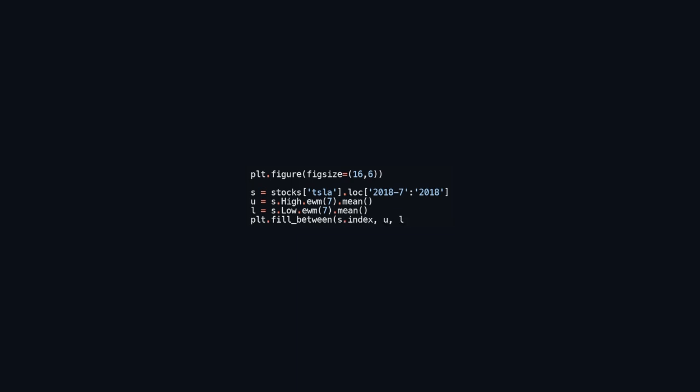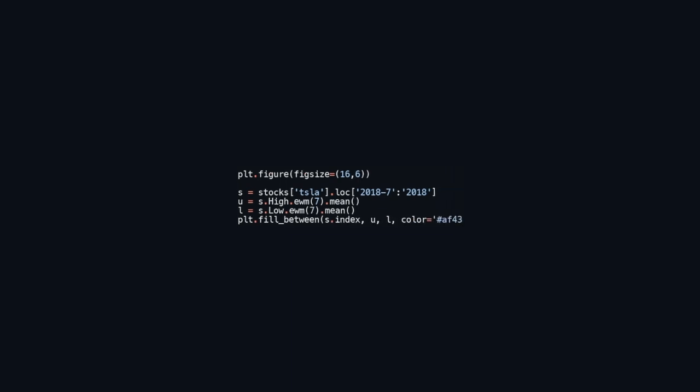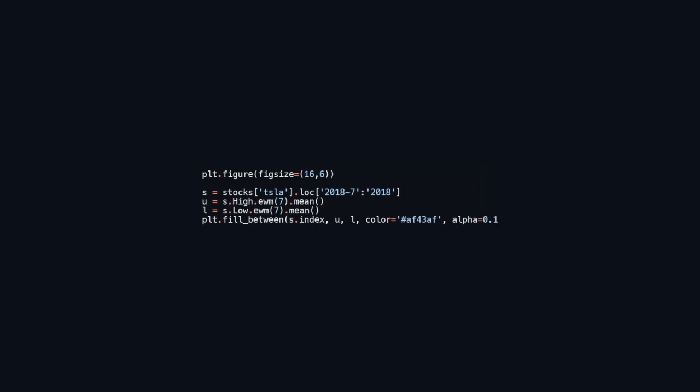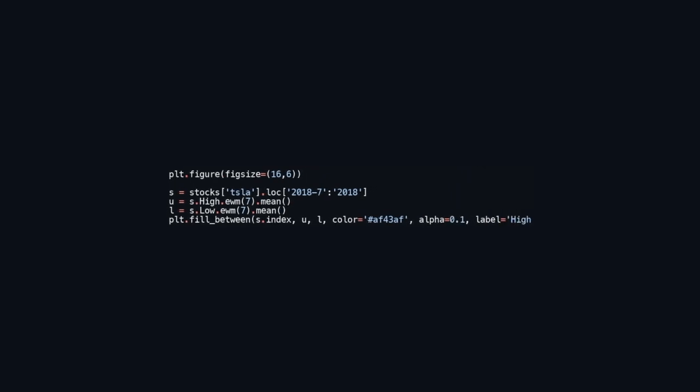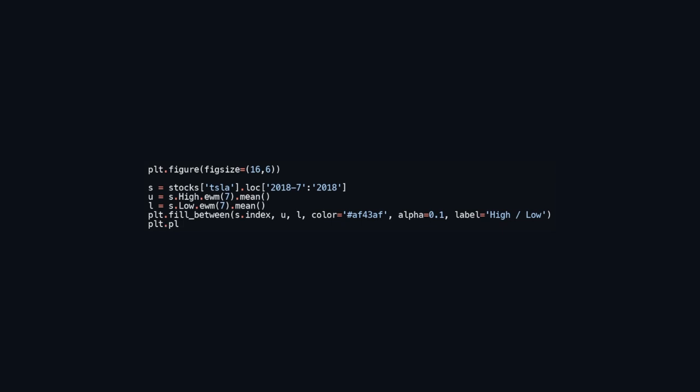The code snippet creates a visual representation of Tesla stock data, focusing on the closing prices and the high-low range over a specified period in 2018. It begins by setting the figure size for the plot, ensuring that the output is wide enough to display the data clearly. The data for Tesla stock is filtered to include only the dates from July 2018 to the end of the year. The code calculates the exponential moving averages (EMAs) for the high and low prices over a 7-day period, which smooths out short-term fluctuations and highlights longer-term trends.